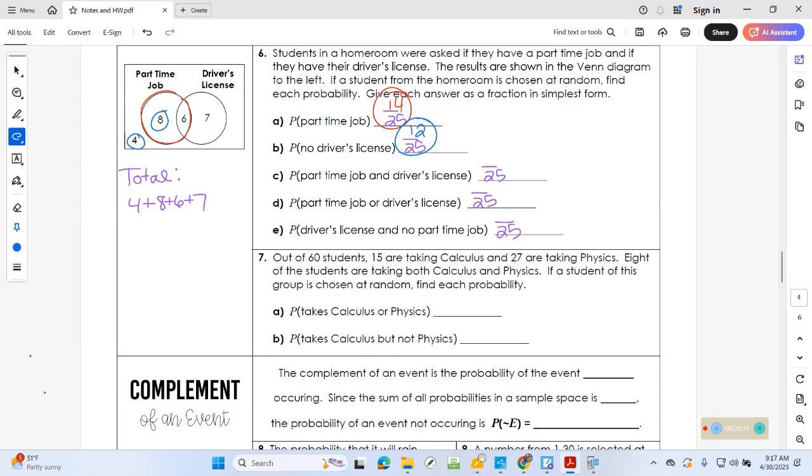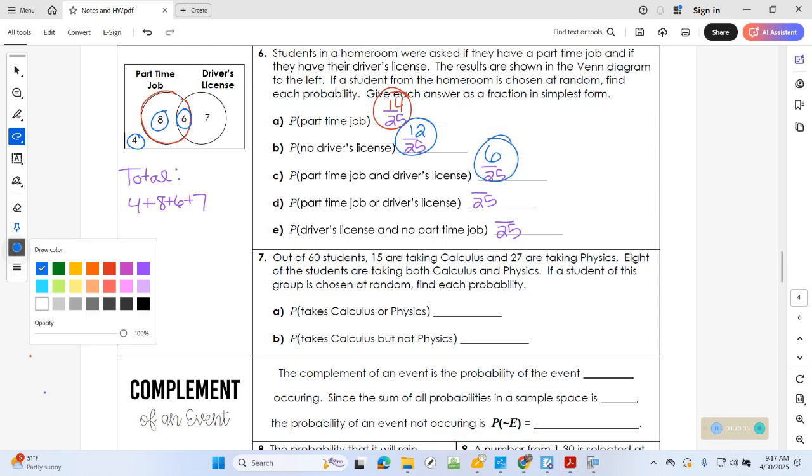Okay, next. Part-time job and a driver's license. So where do they overlap? 6. Does 6 out of 25 simplify? No. Okay, circle it. Let's do the next one.